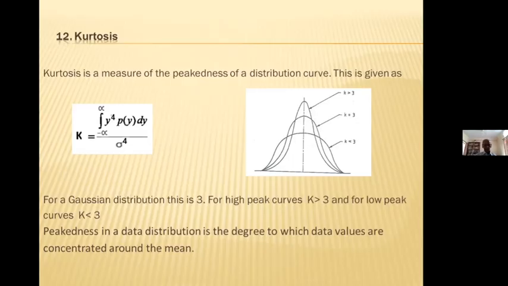So these two are very well-known parameters used in characterization.